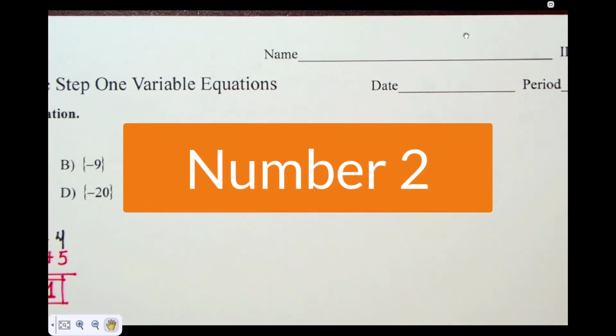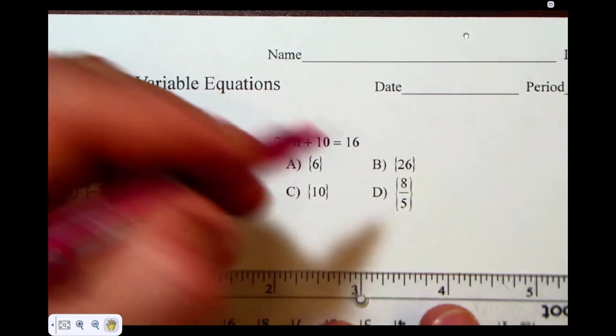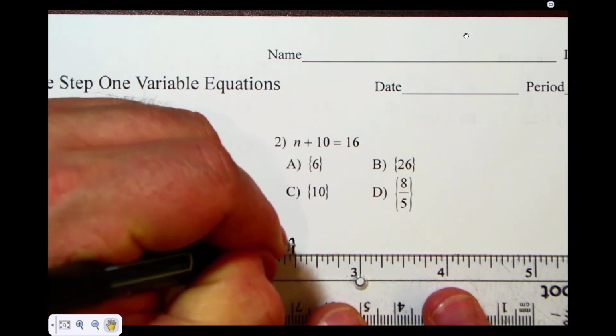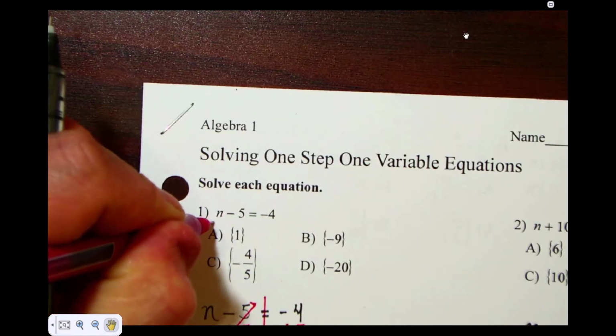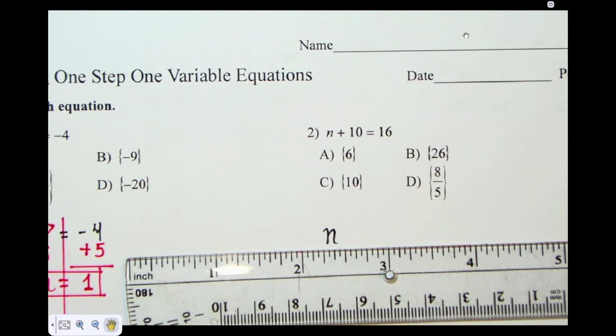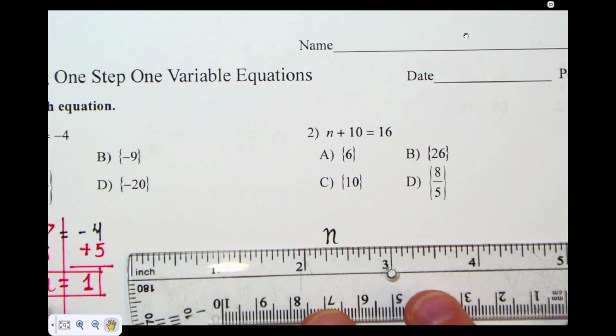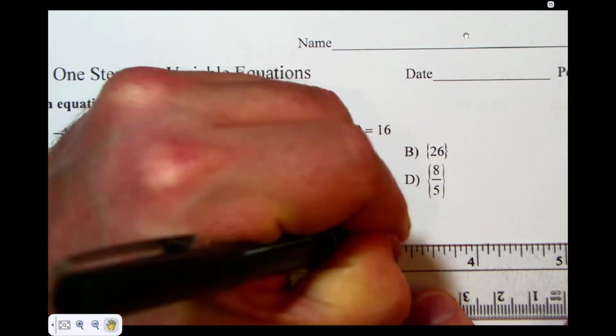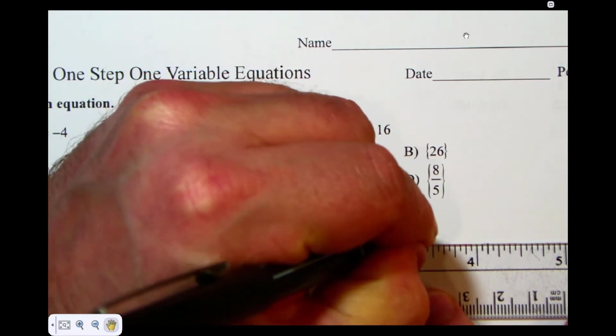Number 2, n plus 10 equals 16. Let's write it down. Oh, I guess I better circle A. Okay, so number 2, n plus 10 equals 16.